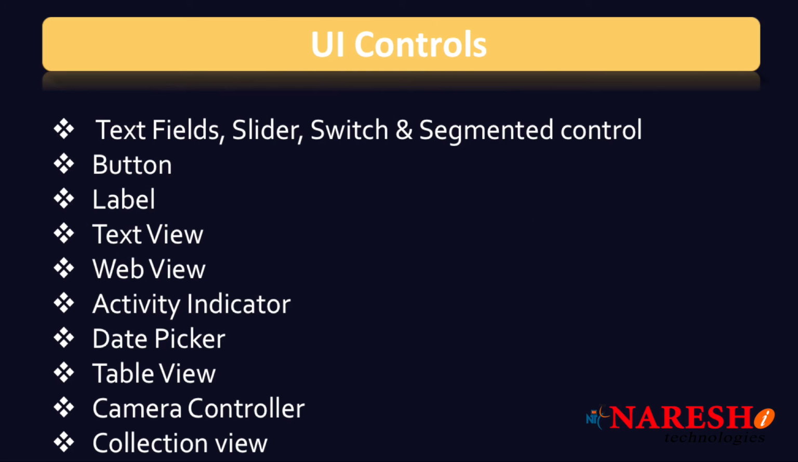So next, let's see the UI controls, because we have a lot of UI controls within the UI kit, like text field, sliders, switches and segment controller, and button labels, and web view, activity indicator, and date pickers, and table views, and collection views, and camera controls. We have a lot more controls, which we are going to introduce in the app development.